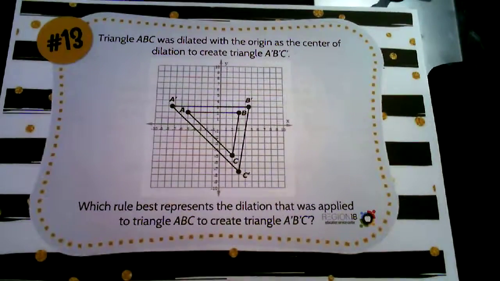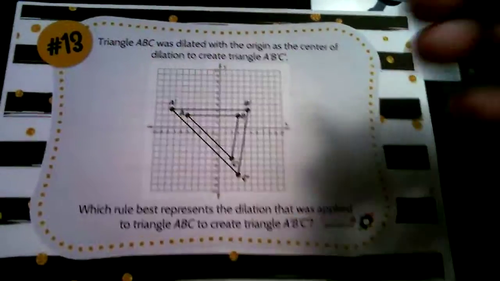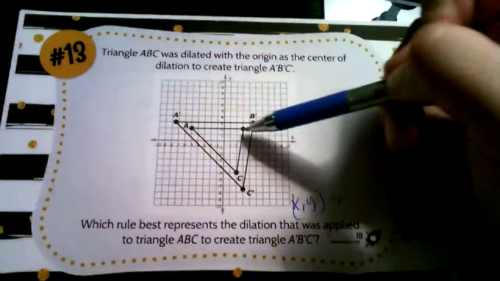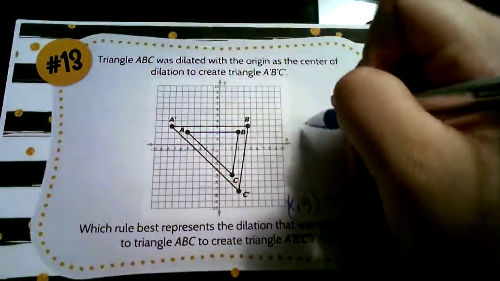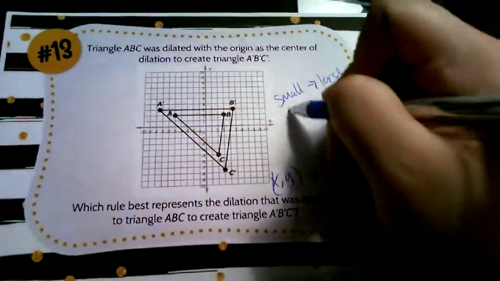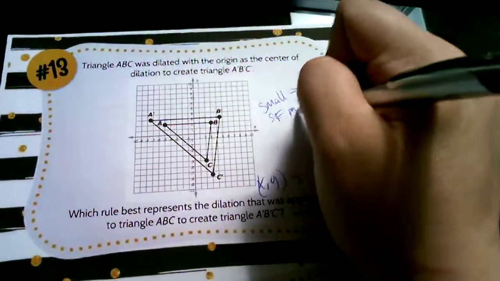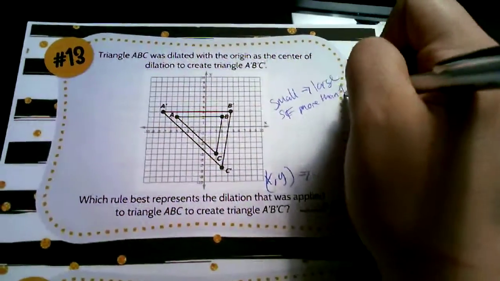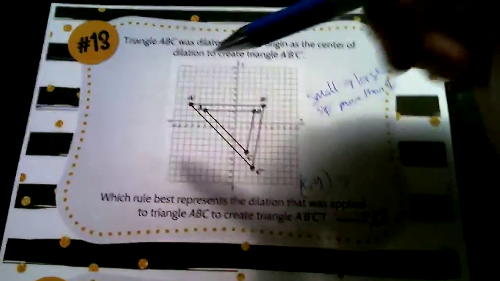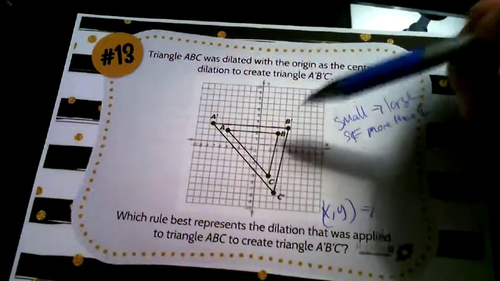Triangle ABC was dilated with the origin as the center to A prime, B prime, C prime. Again, we want to create a rule. So we know we're going to go from x comma y to something. So then we say, this is my old. My old is the small, goes to the large. That means my scale factor is larger, more than 1. So we'll have like a 1 point something to some kind of whole number or a large number. So we're going to find a value.